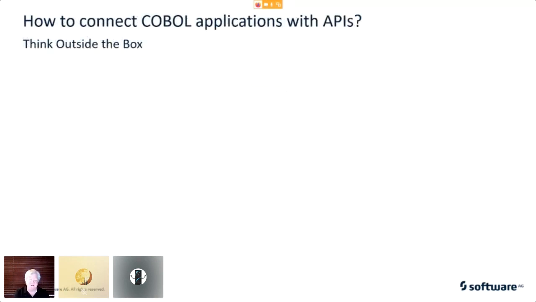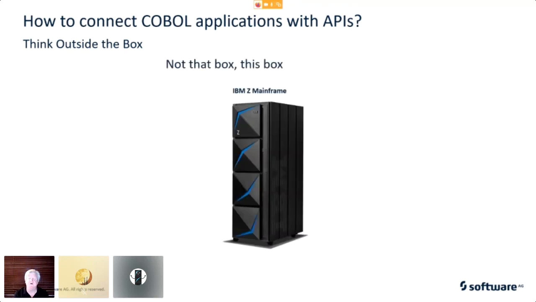And this is my, I don't want to say pet peeve, but my pet project. If you take nothing else away from today, I want you to think outside the box. I know you hear that as a cliche. I'm not talking about that box. I'm talking about this box, the IBM Z mainframe. When we think of APIs, we think of API calls coming into the mainframe. But I also want you to think about calls going out from the mainframe. There's a whole world of technology out there that you, as a COBOL programmer, can embrace.